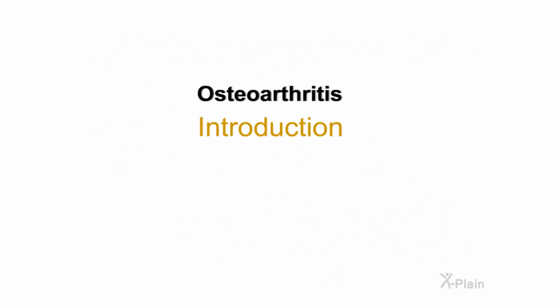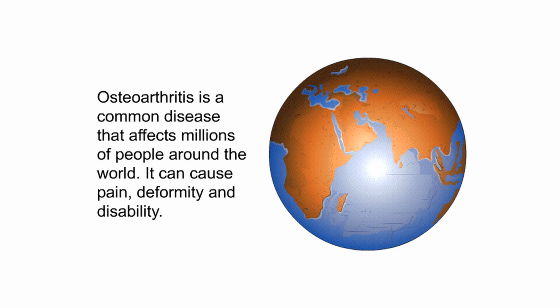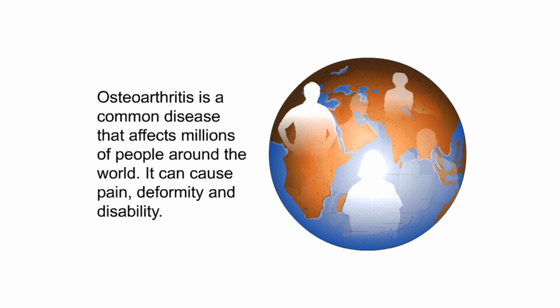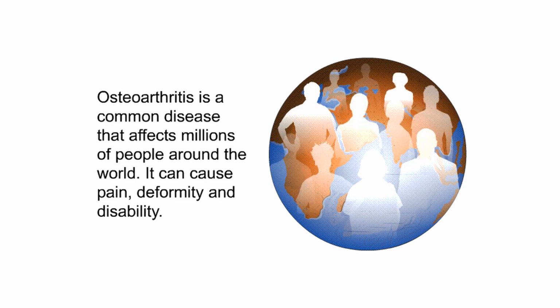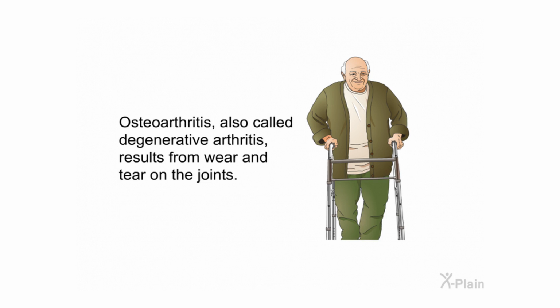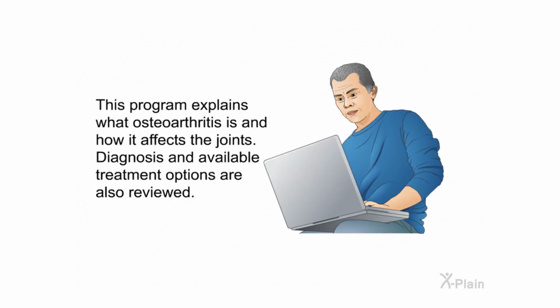Osteoarthritis. Introduction. Osteoarthritis is a common disease that affects millions of people around the world. It can cause pain, deformity, and disability. Osteoarthritis, also called degenerative arthritis, results from wear and tear on the joints. This program explains what osteoarthritis is and how it affects the joints. Diagnosis and available treatment options are also reviewed.